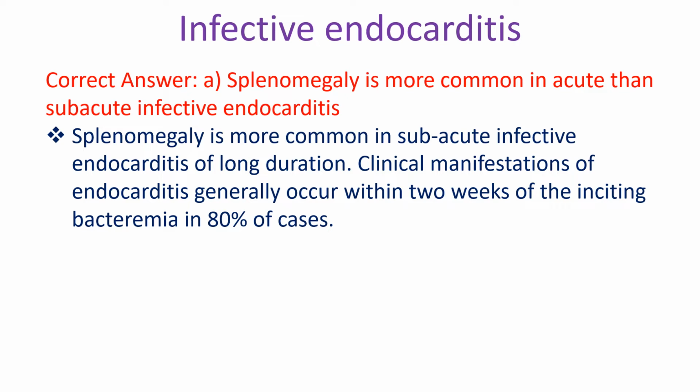Splenomegaly is more common in subacute infective endocarditis of long duration. Clinical manifestations of endocarditis generally occur within 2 weeks of the inciting bacteremia in 80% of cases.